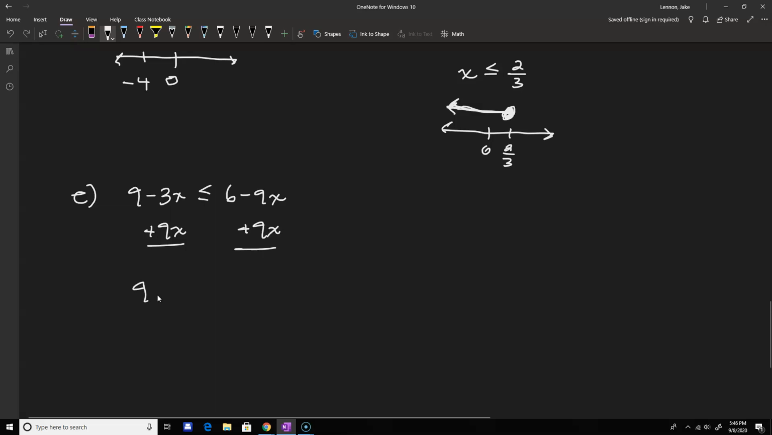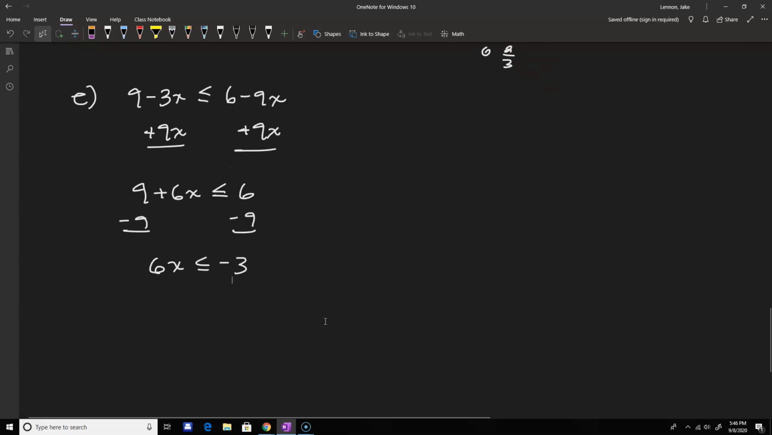So we have 9 less than or equal to 6. Excuse me. The negative 3x plus 9x is going to leave us with plus 6x on the left-hand side. So this is less than or equal to 6. And then we want to subtract 9. So we have 6x less than or equal to negative 3. And we want to divide by 6 on both sides. So we have x less than or equal to negative 1/2.